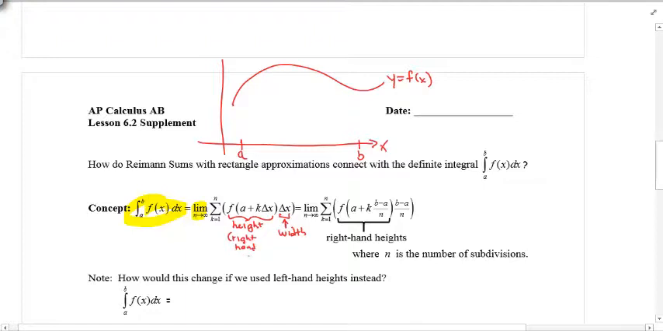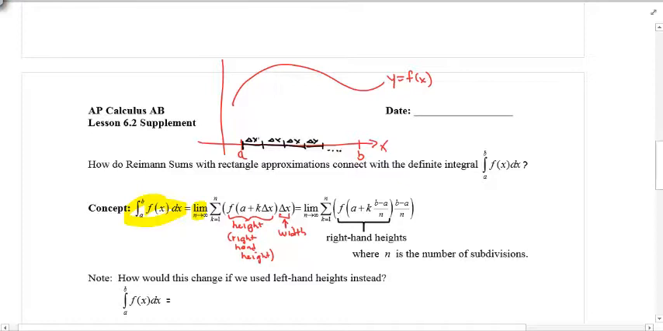Now what do I mean by the right-hand height? Well, delta x is the width, so they're all the same. So notice I'm just going to separate these into delta x. So here's delta x, here's another delta x. These widths are all the same. Delta x, and so on.